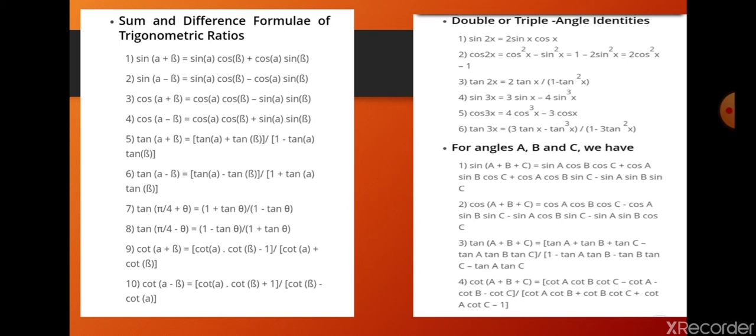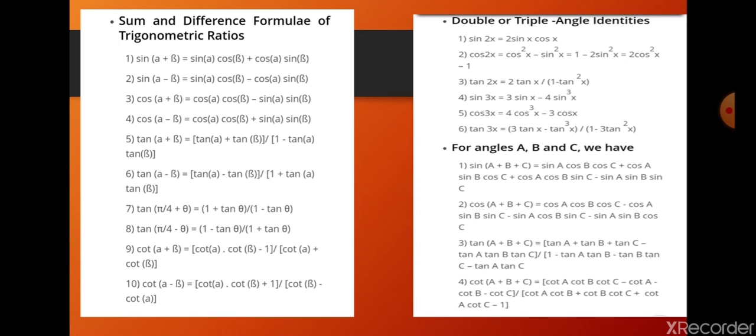Tan of a plus b equals tan a plus tan b divided by 1 minus tan a into tan b. Tan of a minus b equals tan a minus tan b whole thing divided by 1 plus tan a into tan b. Tan of pi by 4 plus theta equals 1 plus tan theta divided by 1 minus tan theta. Tan of pi by 4 minus theta equals 1 minus tan theta divided by 1 plus tan theta.